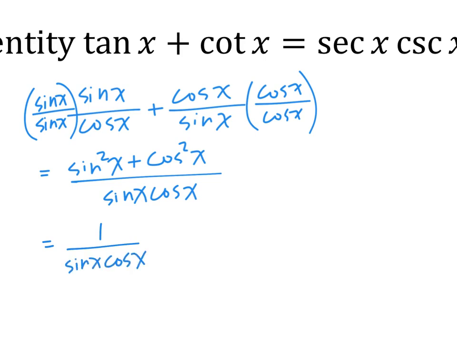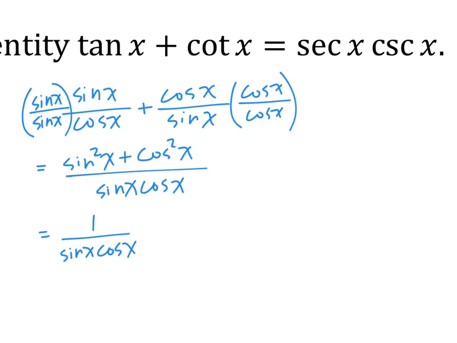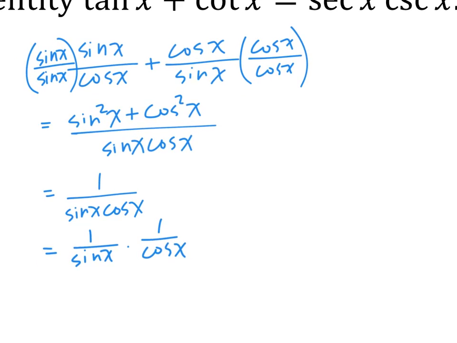And I need to look over at the right-hand side before I get too crazy with my simplifying. What I want to get to is secant and cosecant. So I can see here that this is really 1 over sine times 1 over cosine. So that means I get my secant and cosecant, or cosecant and secant, but it's the same.